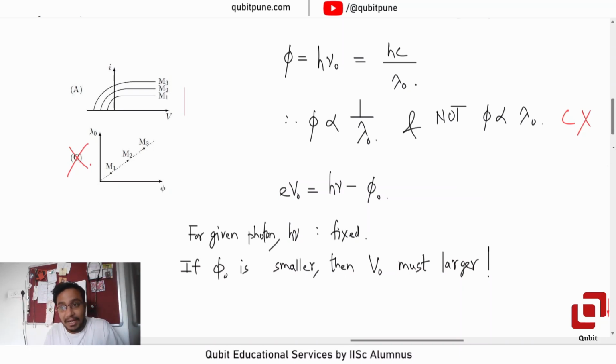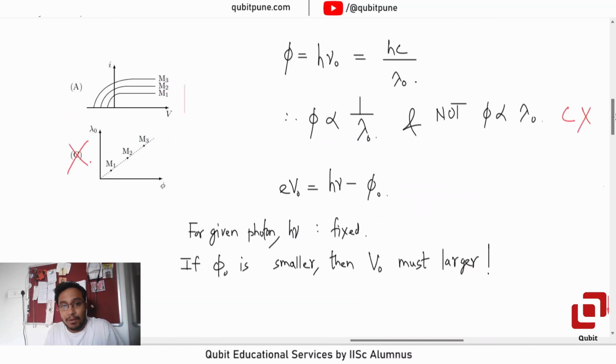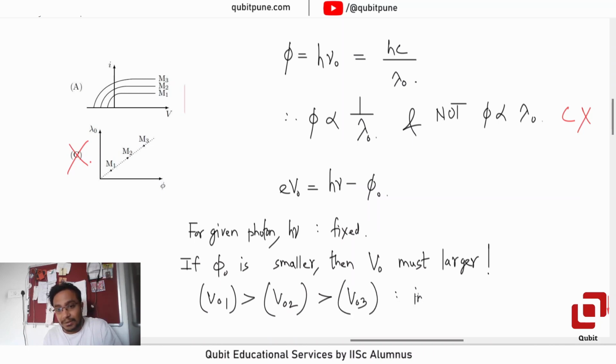So what can we write? Phi naught is smaller, then V naught must be larger. So which one has the largest value? V naught 1 is greater than V naught 2, which is greater than V naught 3, but this is in magnitude.